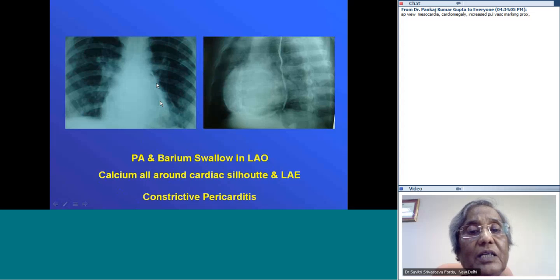Then the second picture is a barium swallow, the left anterior oblique view, which also shows the calcium. This is the calcification in the pericardium here, and this is the barium swallow showing the indentation on the esophagus, and that is characteristic of left atrial enlargement. This picture is classical for constrictive pericarditis, and if you do a barium swallow in these patients, 30% of them have a left atrial enlargement. So go ahead for another X-ray, okay?